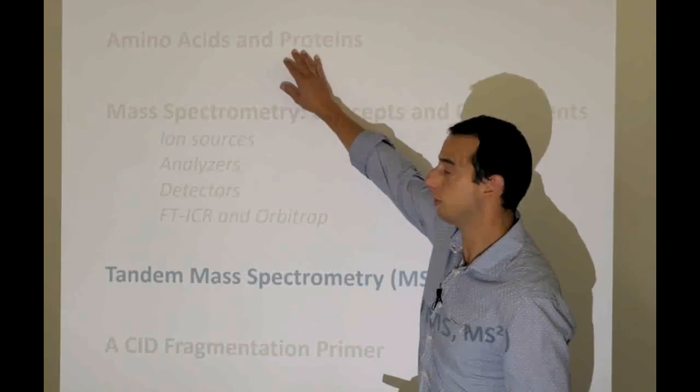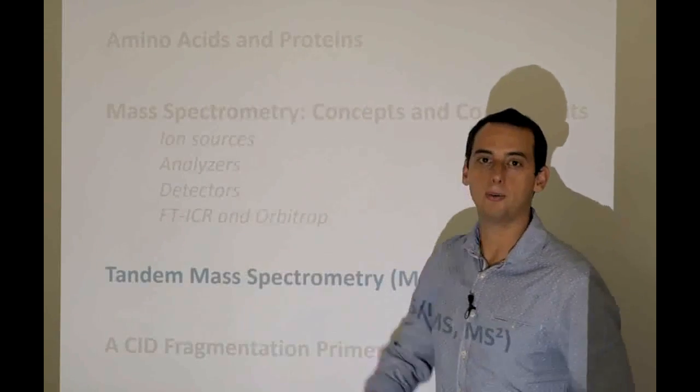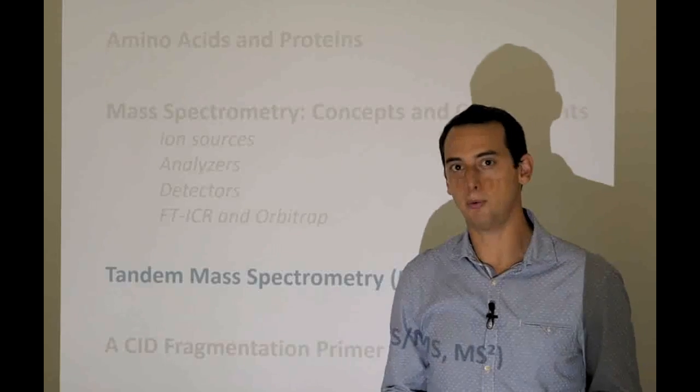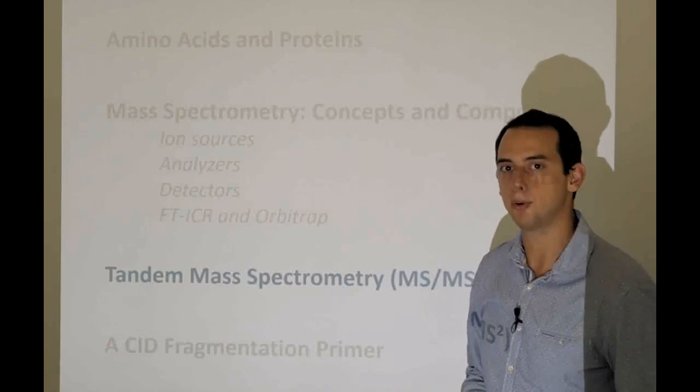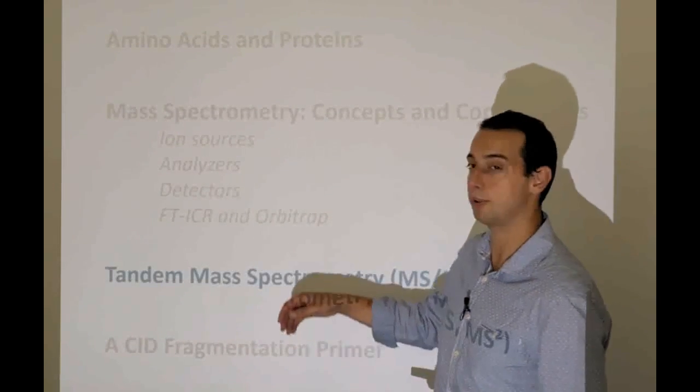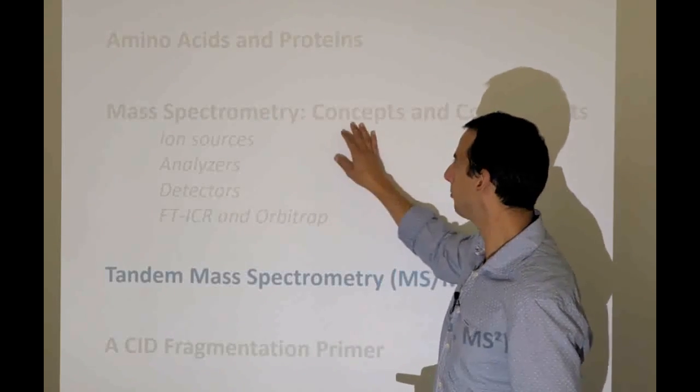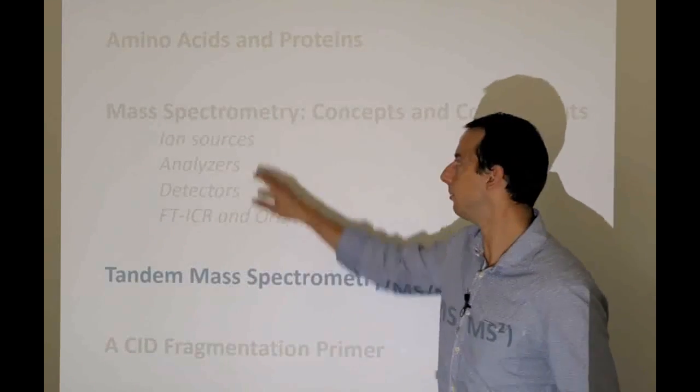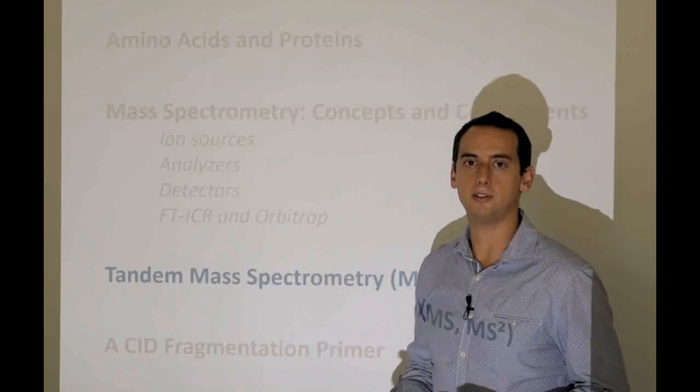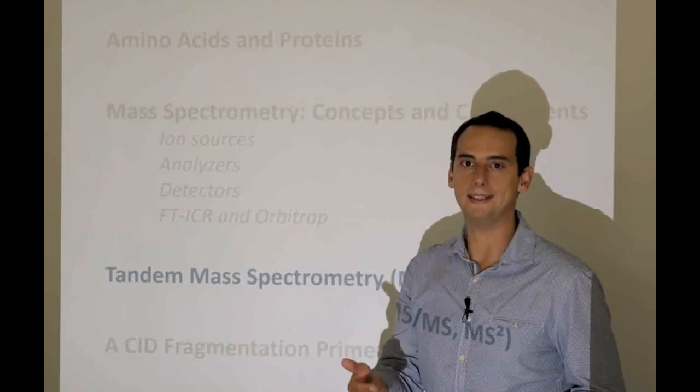So in the first one we talked about amino acids and their properties and how they form to create proteins and how we can then use these properties to analyze these proteins or parts of them, peptides, in a mass spectrometer. The second lecture talked about mass spectrometry and its overall concepts and about the two ion sources that are prevalent in the study of proteomics, which is MALDI and ESI.